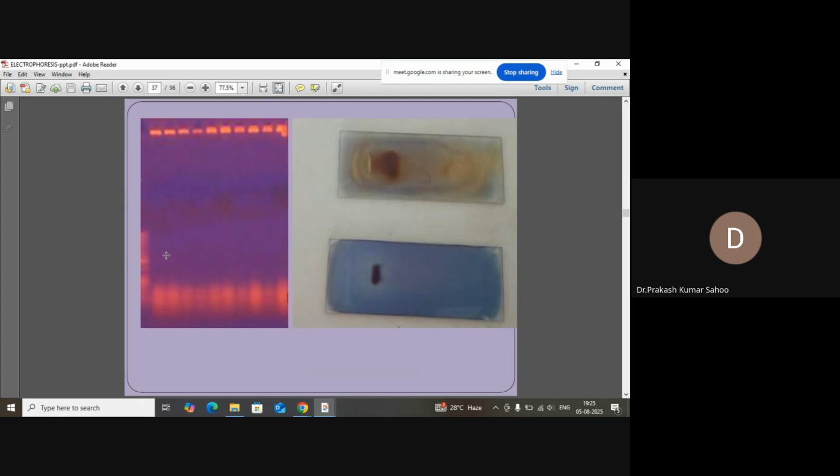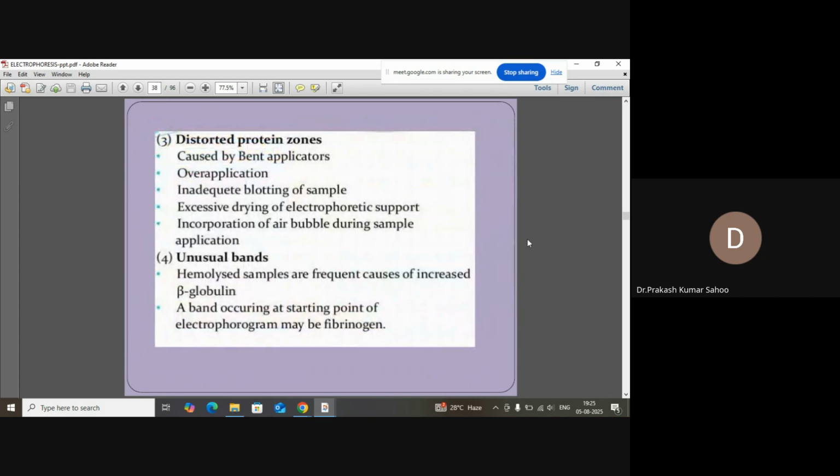So this is how, after electrophoresis, the migration of ions is separated, and we will get the slides like this. So this is a distorted protein zone caused by bent applicators, over application, inadequate blocking of sample, excessive drying of the electrophoretic support, incorporation of air bubbles during sample application.